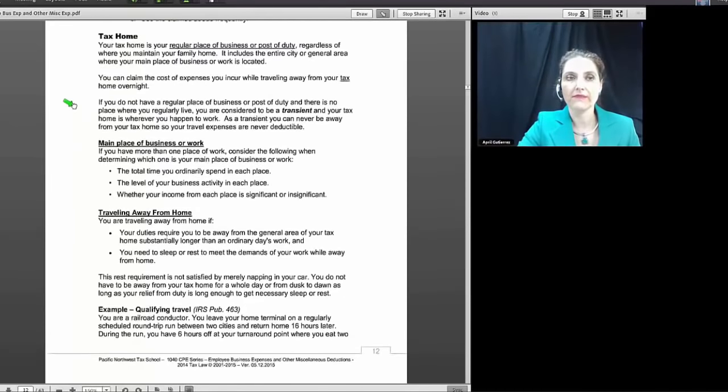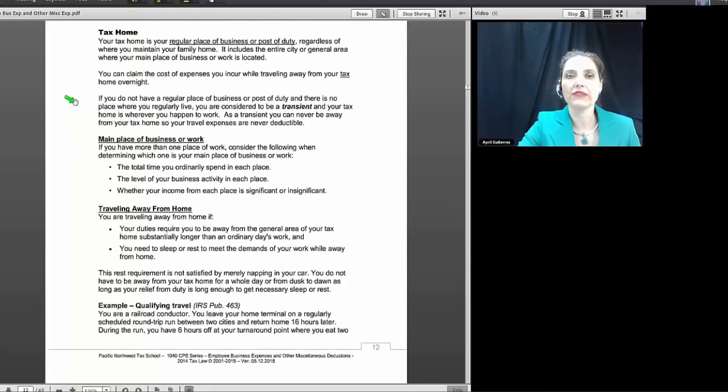Now, you can claim the cost of expenses you incur when you travel away from your tax home overnight. But if you do not have a regular place of business or post of duty and there is no place that you regularly live, you are considered to be a transient, and your tax home is wherever you happen to work. As a transient, you can never be away from your tax home, so your travel expenses are never deductible.